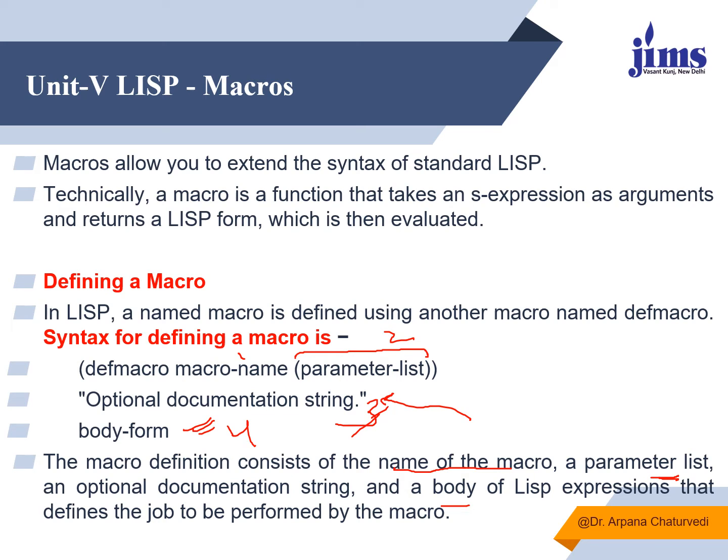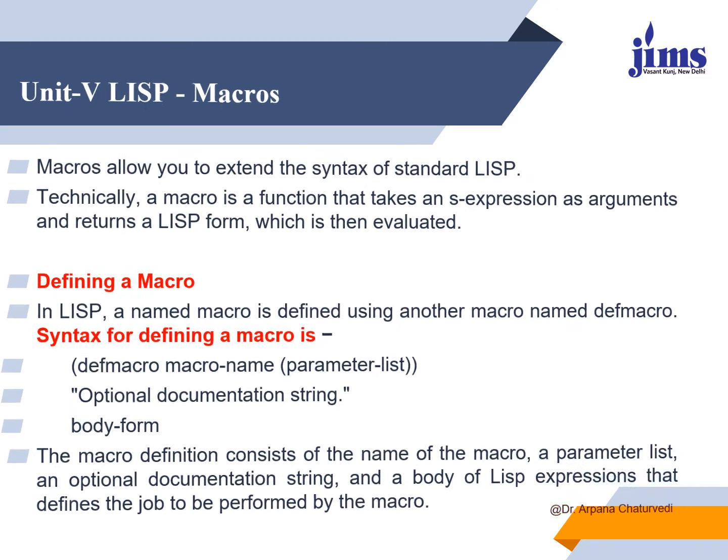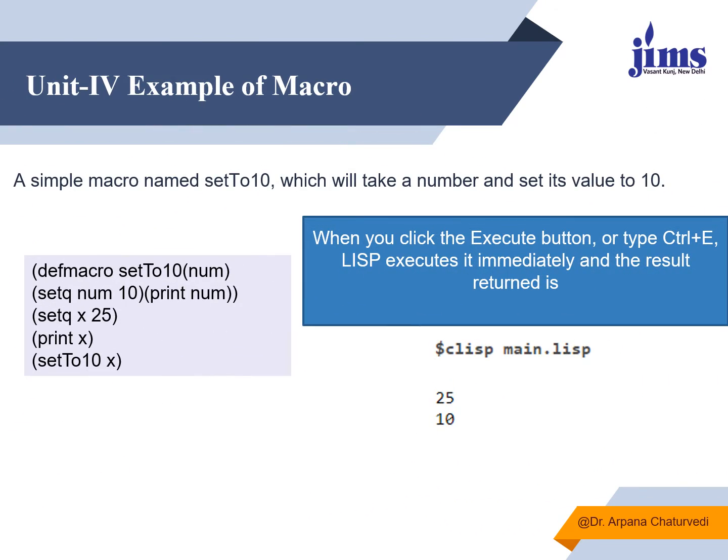So to define a macro we have to follow its syntax, and after this we'll see an example which you can just check out. I have defined a macro to set a value of num, and the name of the macro is set-to-10. This is an argument I am sending. Whenever I call this macro, I will send an argument that will get copied into num. Then I am saying setq num 10. Setq is used to set a value to a variable. Here I am setting the value of num to 10, and then I am printing.